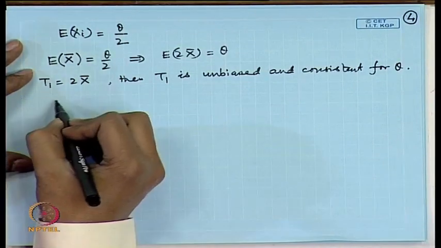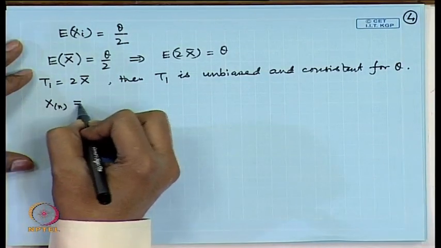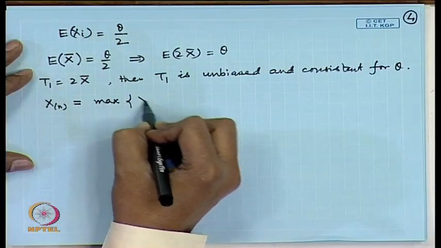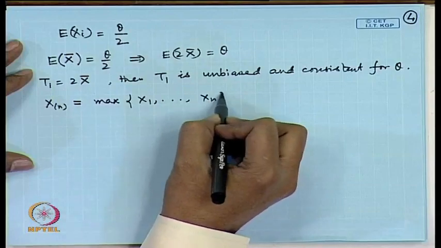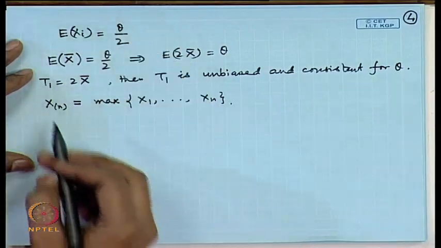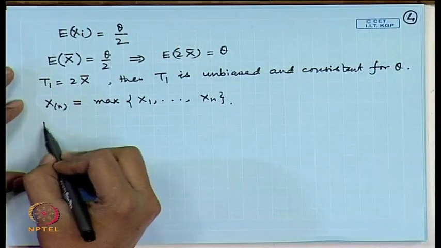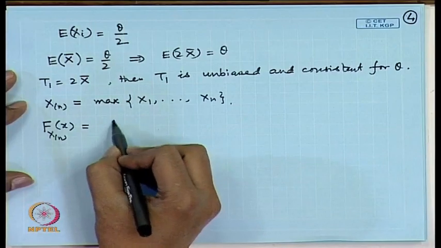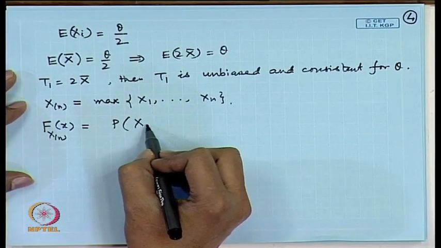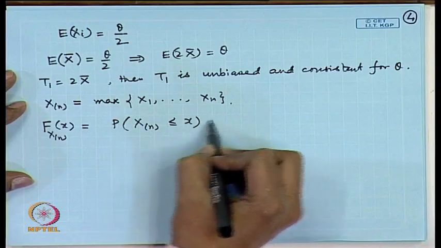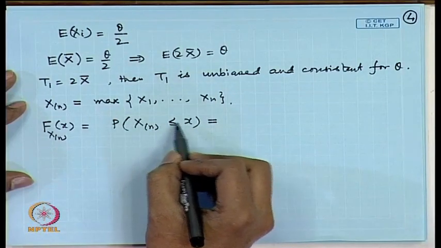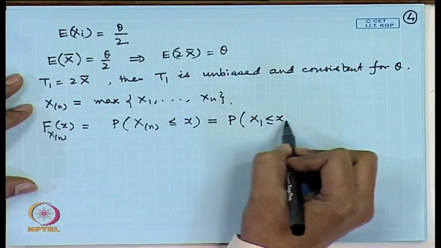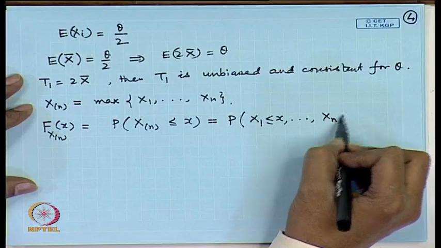Now, in this problem let me consider another one. Let us consider say x n. Now, x n I am calling to be the maximum of the observations. As in the previous case, we can derive the distribution of x n. Let us consider the CDF of this. So, this is equal to probability of x n less than or equal to x. Now, this statement that the maximum is less than or equal to x is equivalent to that each of the observations is less than or equal to x.